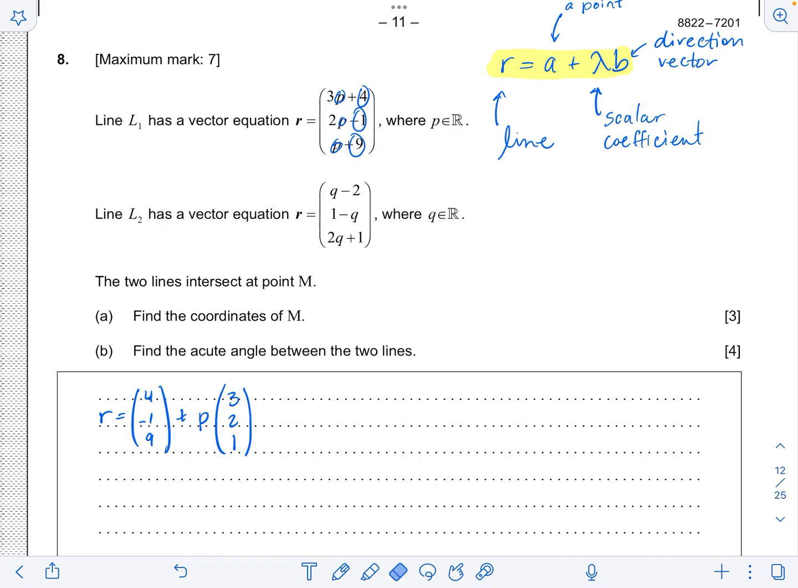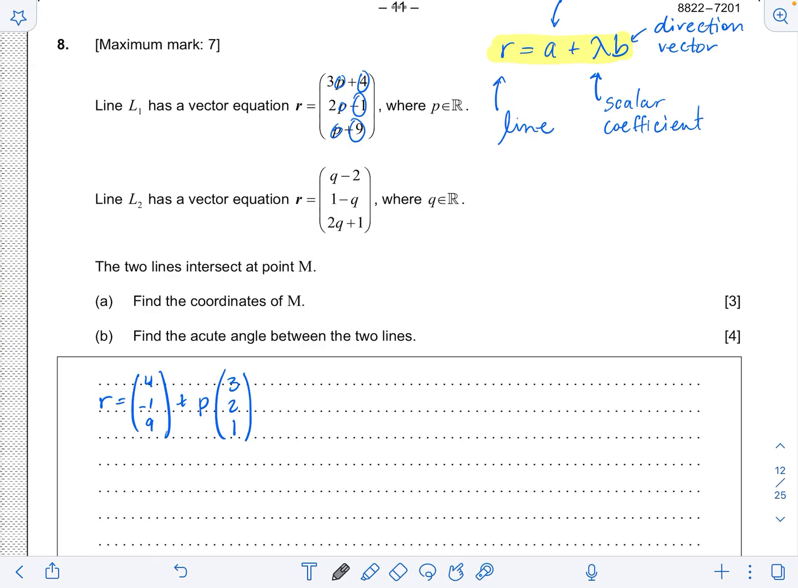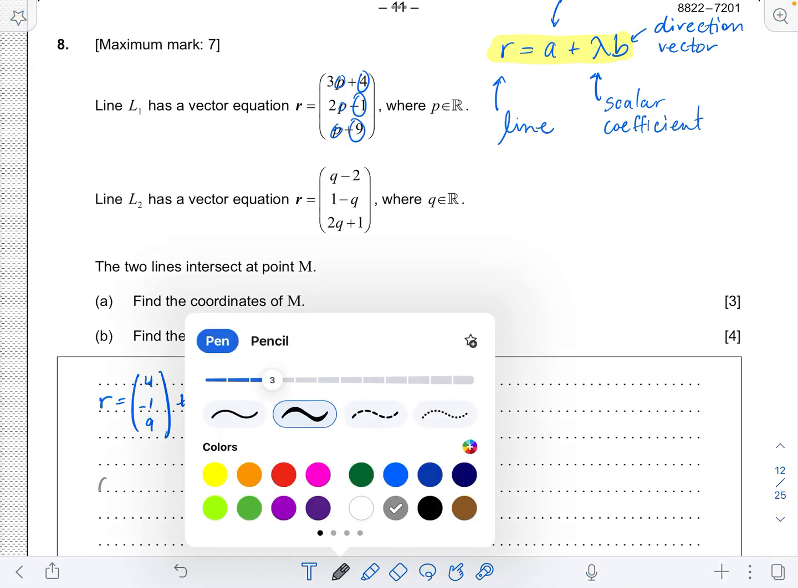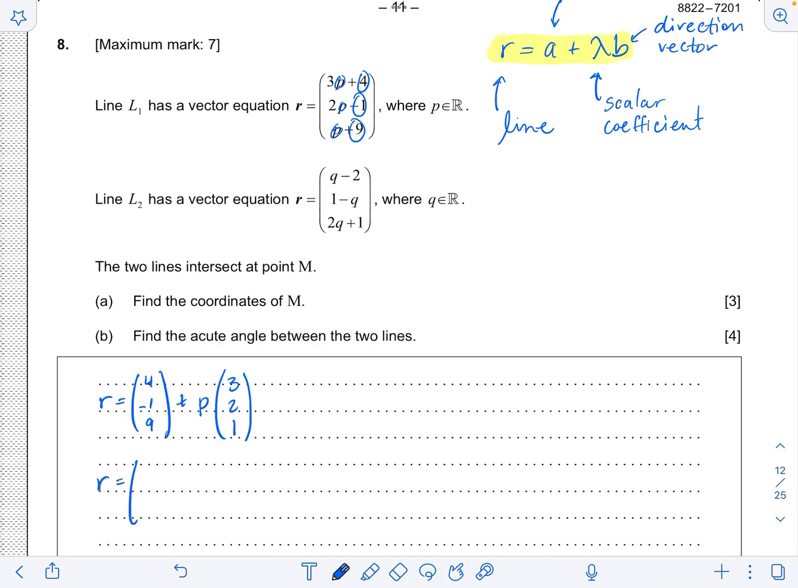So we could do that for the second vector as well by just writing our constants. In the first vector, that's the point, some point -2, +1, and +1, plus q times the coefficients of q, 1, -1, and 2. So that's just a helpful way to think about this. Now, to find the point M where these two lines intersect, we can set the two lines equal to each other and solve for p and q.